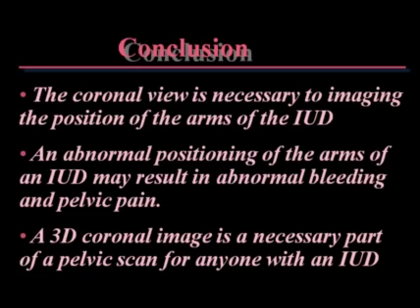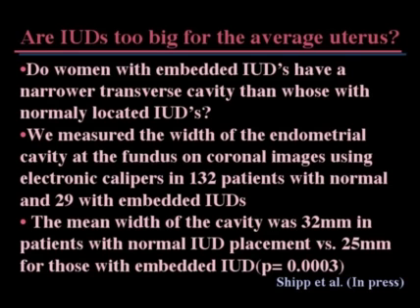So in conclusion, the coronal view is necessary to image the position of the IUD, particularly the arms of the IUD. An abnormal positioning of the arms may result in abnormal bleeding or pain. And you really can't see the arms of the IUD very well without the coronal view. So the question is, are IUDs too big for the average uterus?